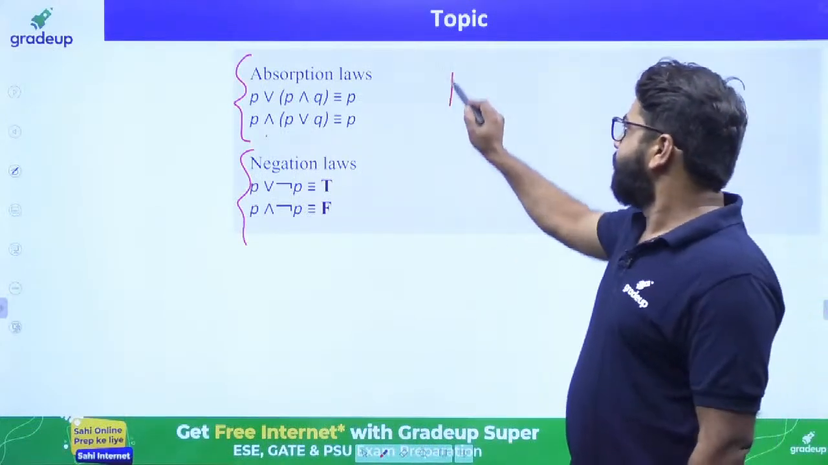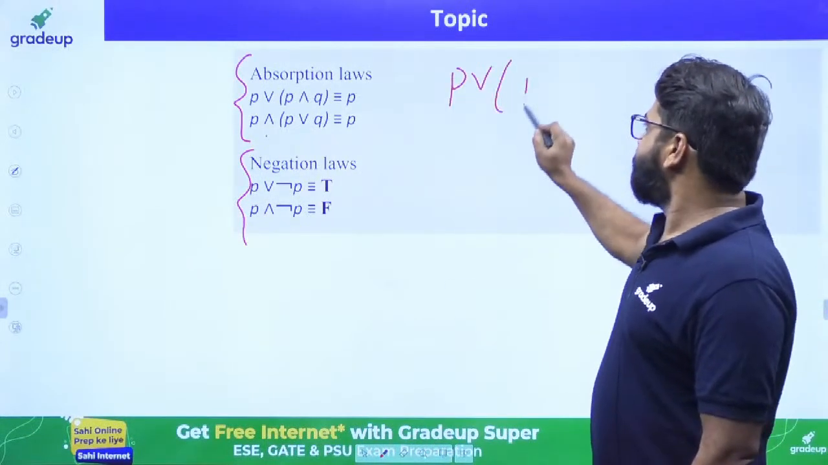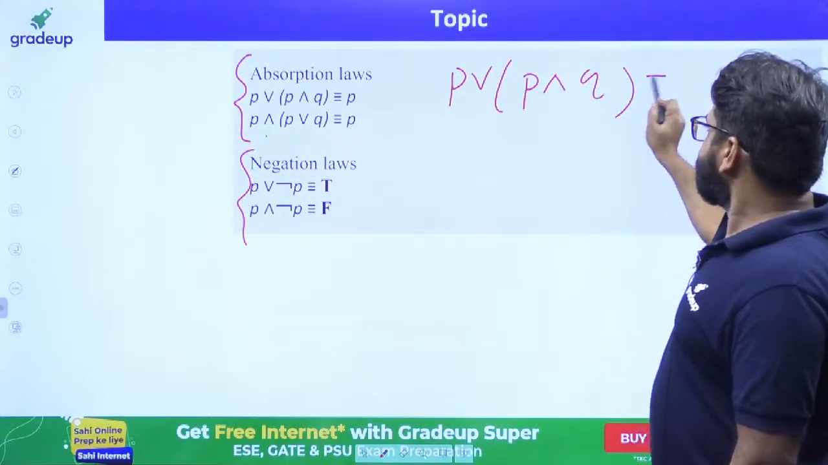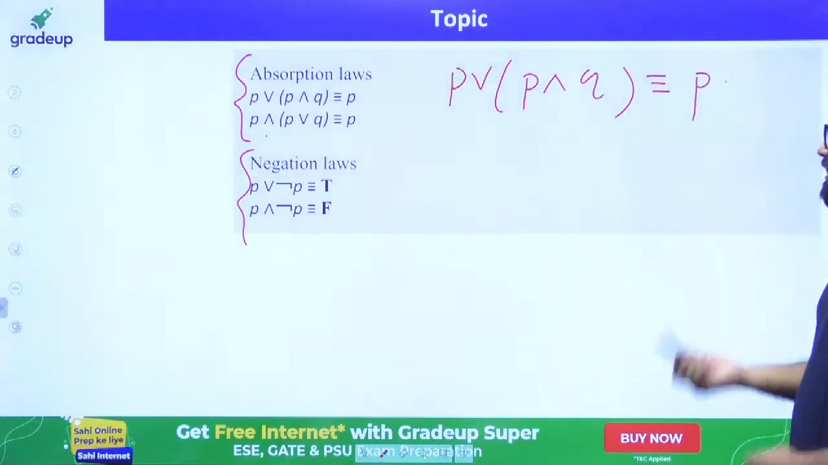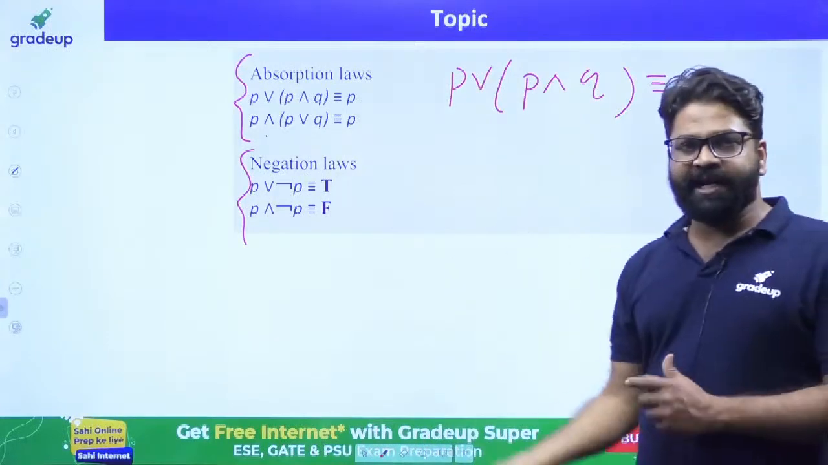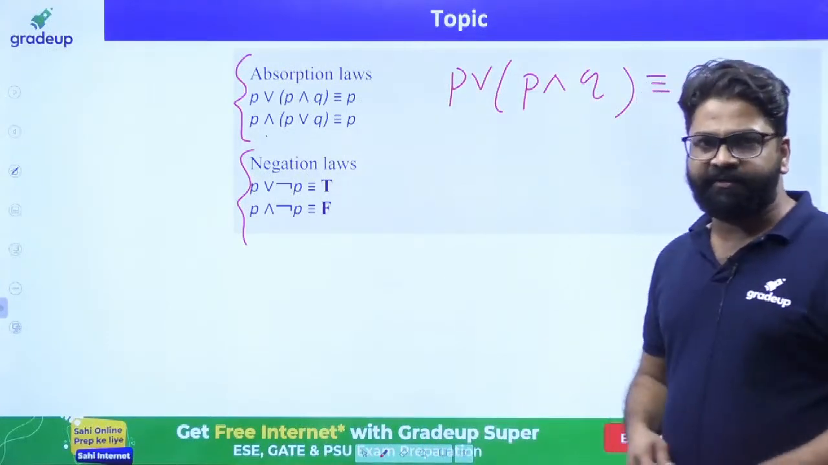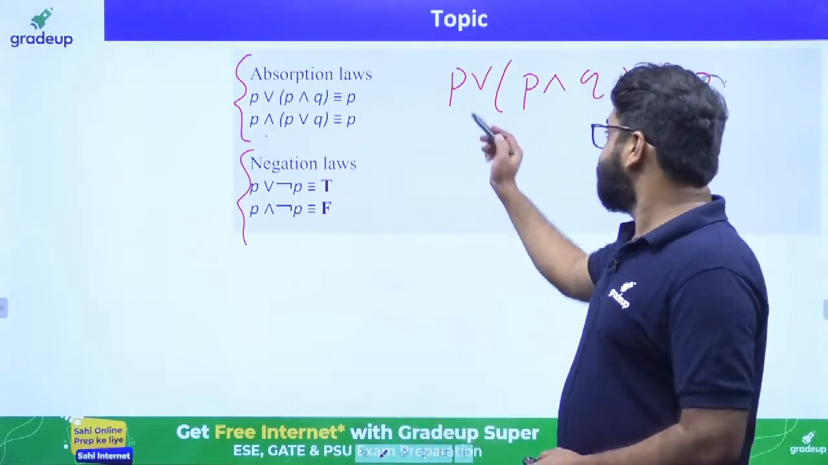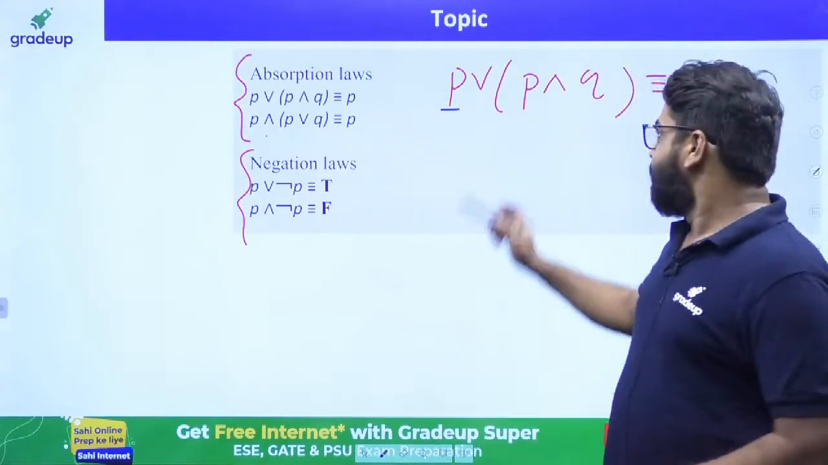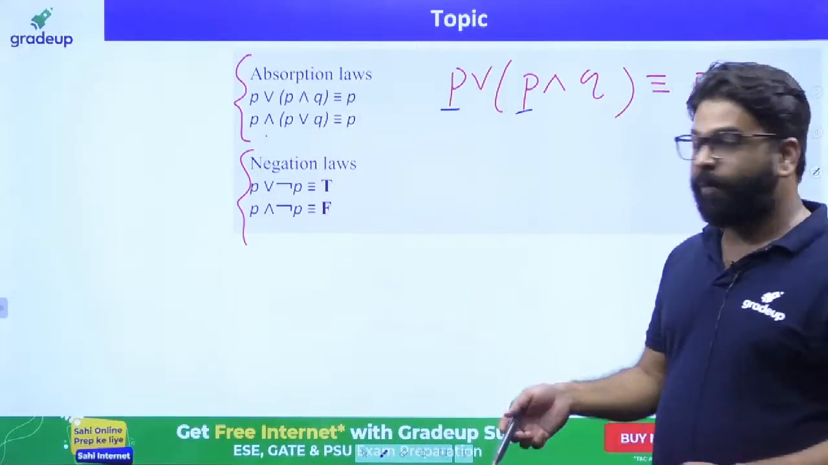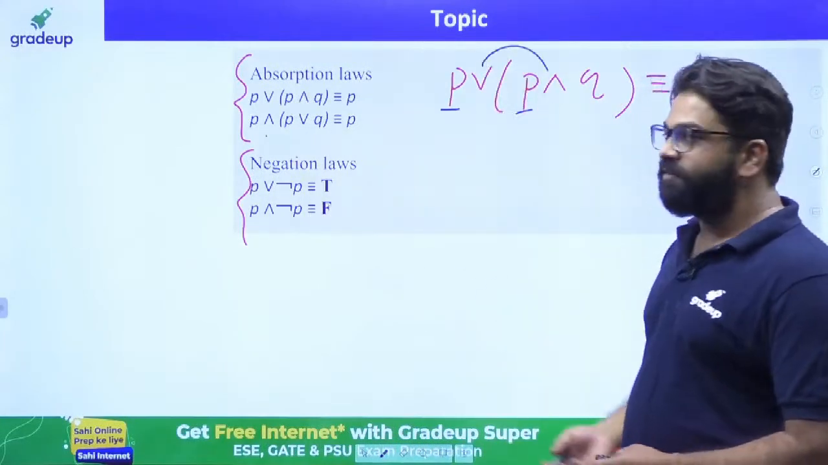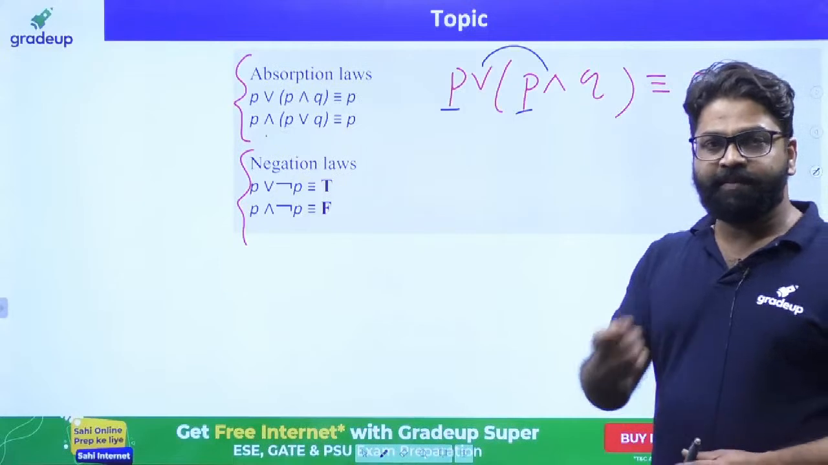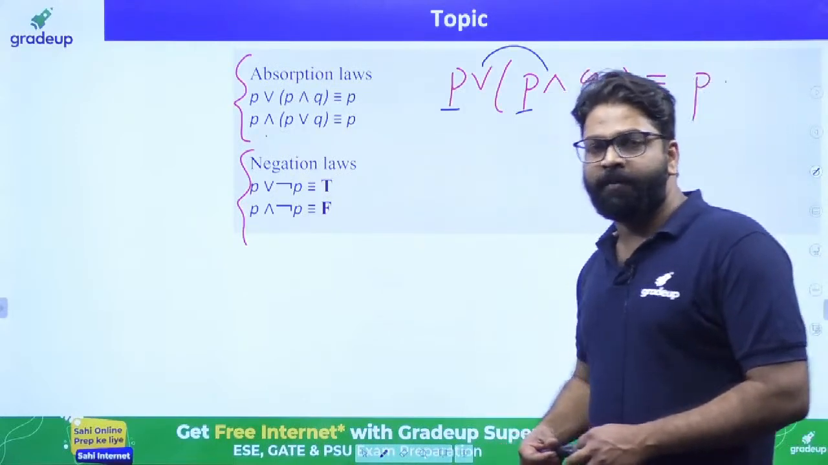Let's take an example. Suppose I say P or (P and Q). First of all, how do we find out that something is the absorption law? What is outside is inside, and the operators should be different. Whatever has been given outside has to be inside also. For example, P is outside and P has to be inside, and your operators are different. Always remember, that is the main concept with respect to the absorption law.